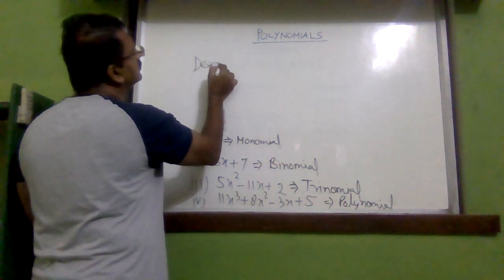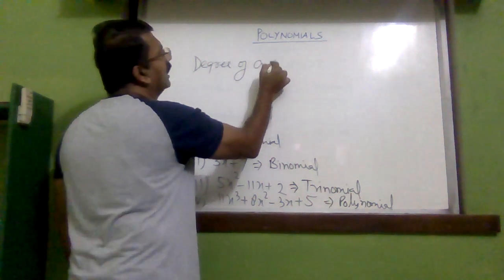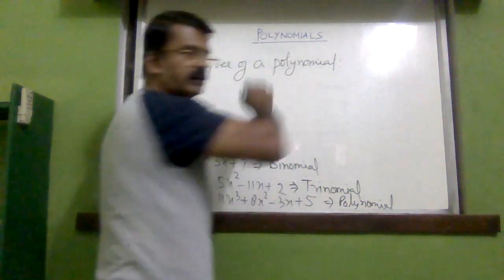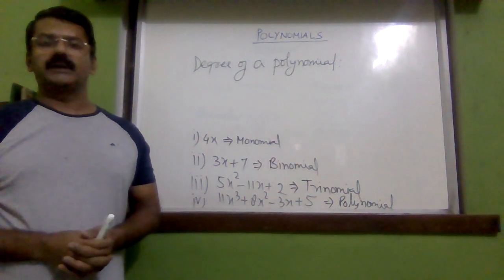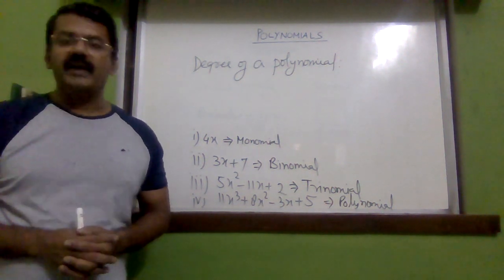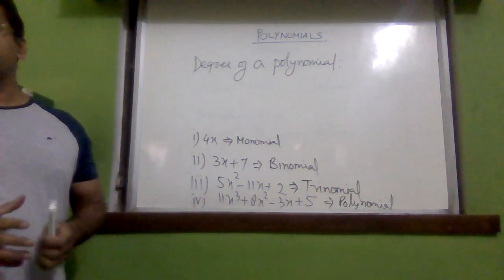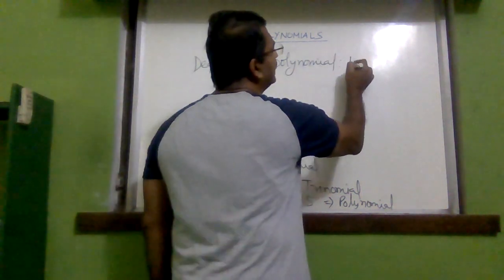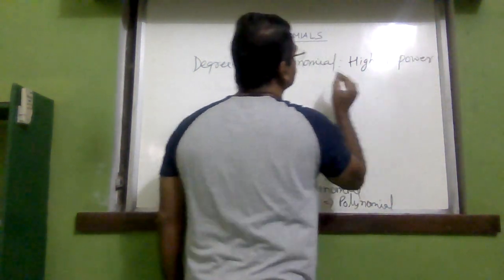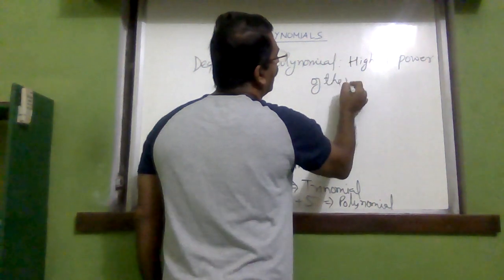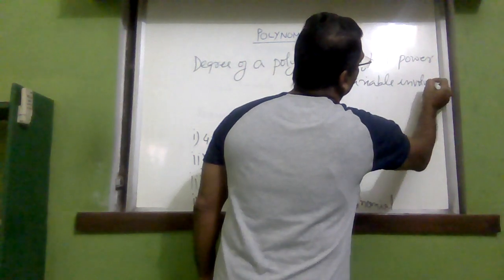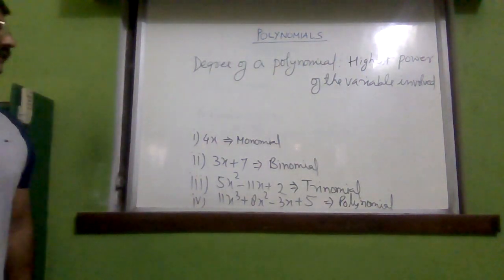Degree of a polynomial. In any polynomial, the highest power of the variable is called the degree of that polynomial. So, the highest power of the variable involved will be the degree of the polynomial.